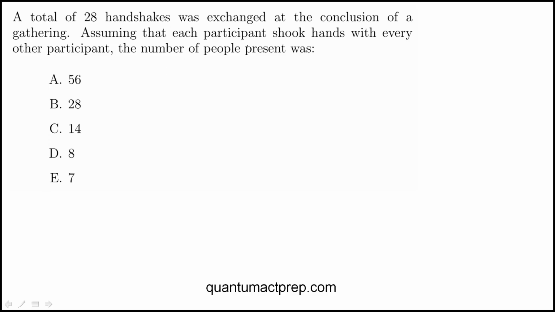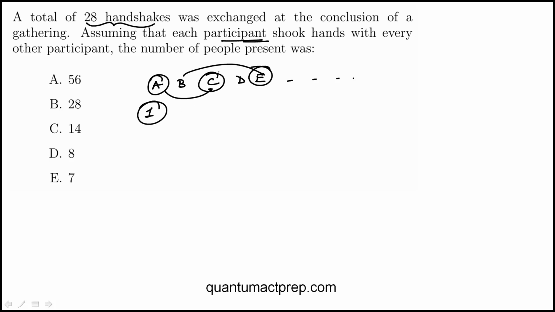So in this question, we have a certain number of participants at this gathering. If I just label them letters A, B, C, D, E, so on and so forth, they're saying there's a total of 28 handshakes. So that means if A and C shake hands with each other, that counts as one handshake. B with E, and so on and so forth. So this is really a combination problem.